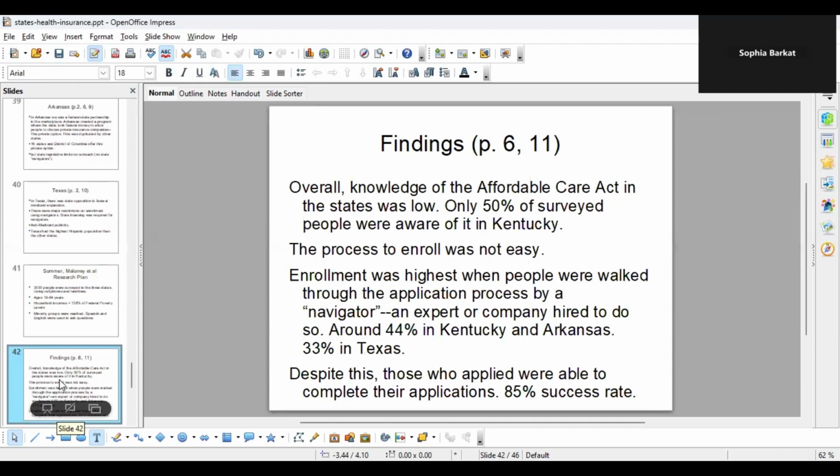Enrollment, however, was highest when people were walked through the application process by a navigator, an expert, as we mentioned. We saw the highest level of enrollment in Kentucky and Arkansas, where the navigators were used, and 33% in Texas. Despite this, those who applied were able to complete their applications. About 85% said they had a success rate.